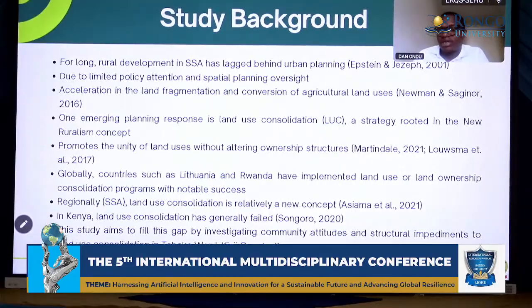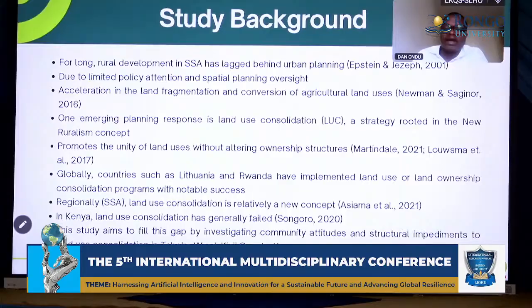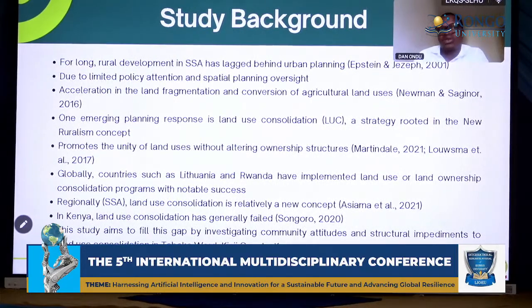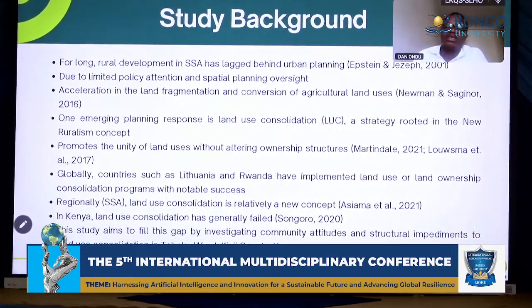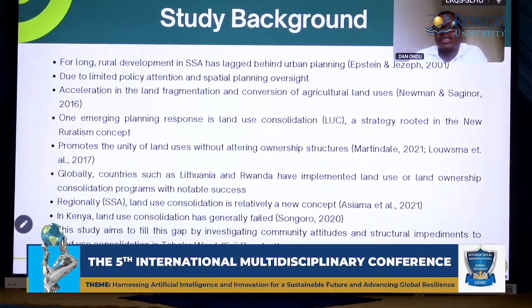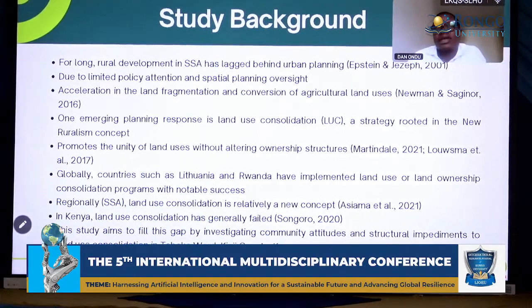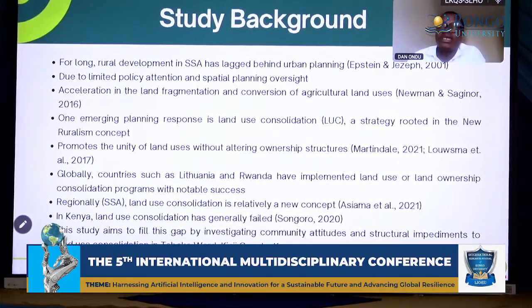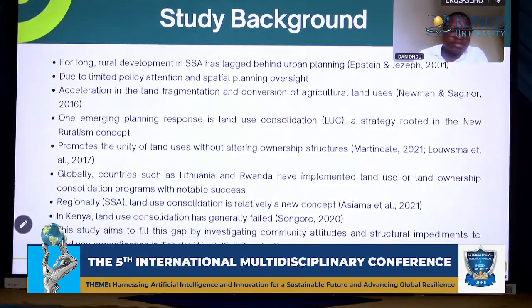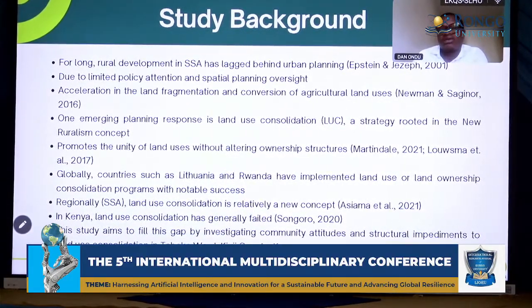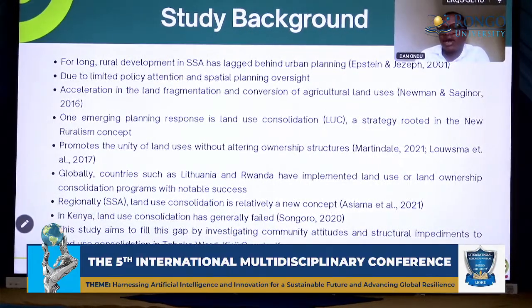But regionally, in terms of sub-Saharan Africa, land use consolidation is relatively a new concept. And in Kenya, it has really failed to a larger extent, despite several attempts to develop it. Now, this study aims to investigate why in Kenya there has been maybe a certain attitude and maybe structural impediments that would hinder adoption of land use consolidation, using Tabaka Ward in the county as our case study.